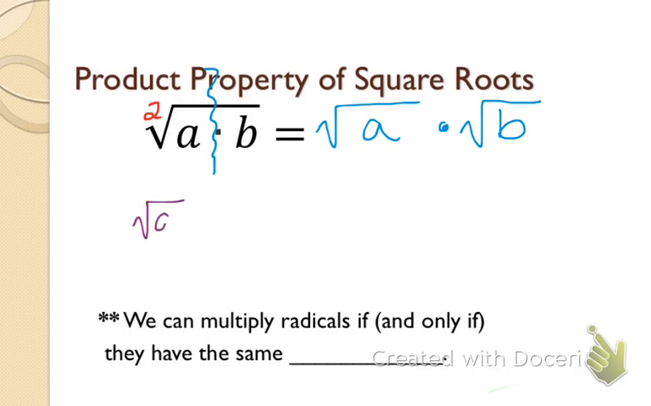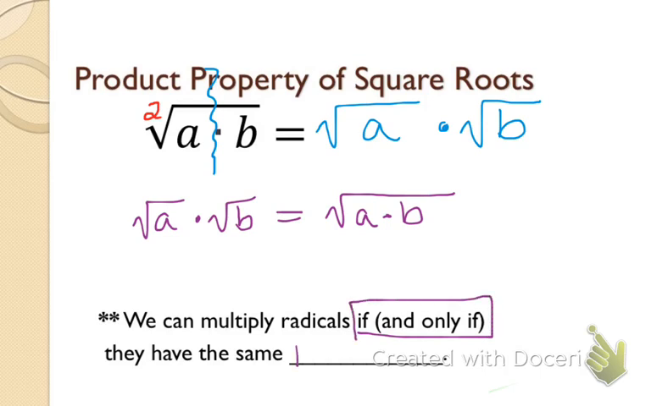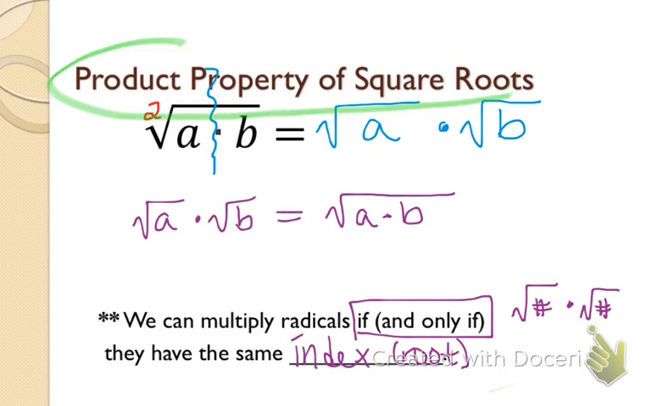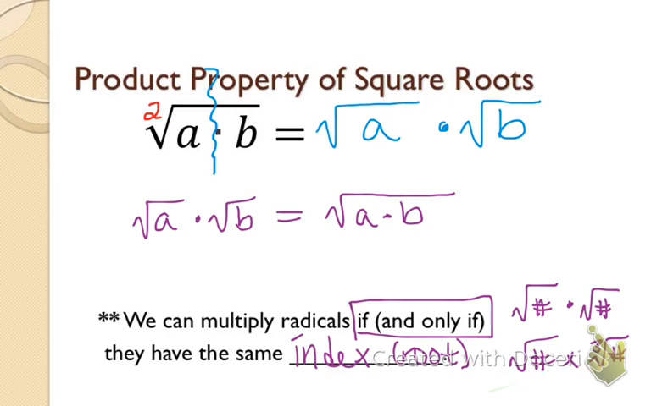So let's say we had the square root of a times the square root of b. We are allowed to actually write them inside the same radical, a times b. But there's a catch. We can multiply radicals if and only if they have the same index. In other words, if they have the same root. So let's pretend I had the square root of a number times the square root of a number. Then for sure I can use this property. But if I had the square root of a number times the cube root of a number, here we cannot use the property because they don't have the same root, they don't have the same index.